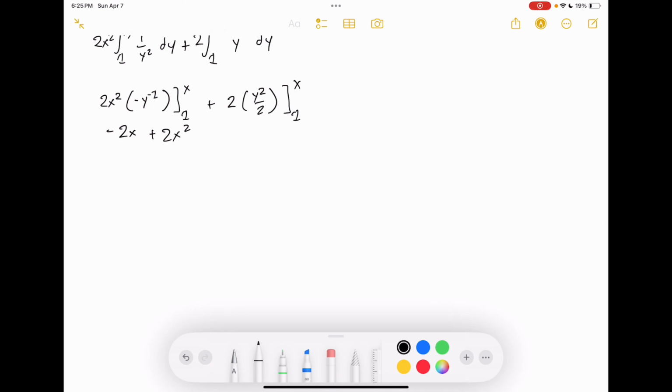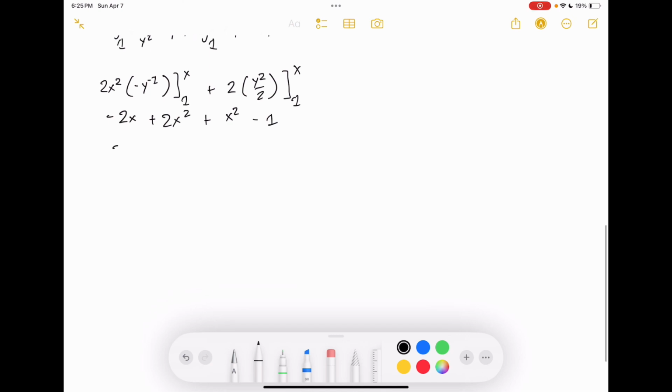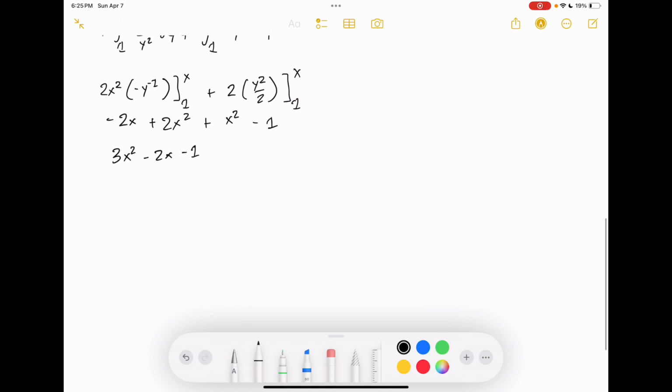All right, next side. Plus, first we're going to plug in x. So x is going to go on the top bound. That's just going to be plus x squared. And then minus 2 times 1/2 is just 1. So it just ends up being that. Let's evaluate that. We have 3x squared minus 2x minus 1 is the answer to that integral.